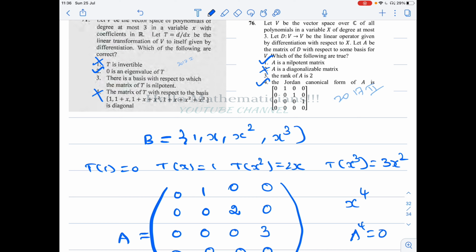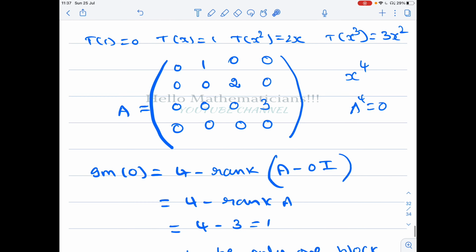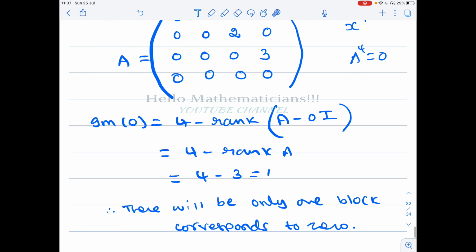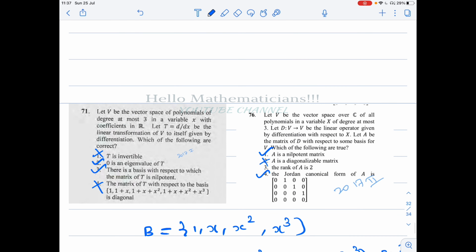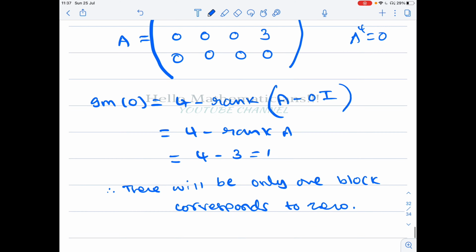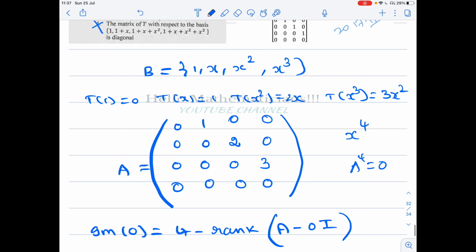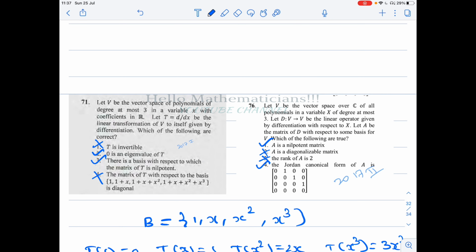There is a basis with respect to which the matrix of T is nilpotent, true, because with respect to this basis the matrix is nilpotent. The only one option remaining is that the rank of A is 2, but you notice that the rank of this matrix is 3. We just calculated there are 3 linearly independent rows. Okay, therefore this option is also false. So if you have some idea about Jordan canonical form, we can solve problems about diagonalizable matrices as well as Jordan canonical form.